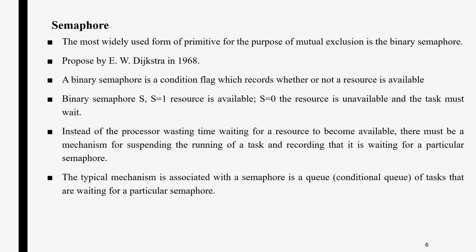The binary semaphore is represented by the variable S. When S is equal to 1, the resource is available. When S is equal to 0, the resource is not available. So the task must wait. Instead of the processor waiting for the resource to become available, there must be a mechanism for suspending the running task and recording that it is waiting for the particular semaphore. The typical mechanism associated with the semaphore is a queue of the tasks that are waiting for that particular semaphore.